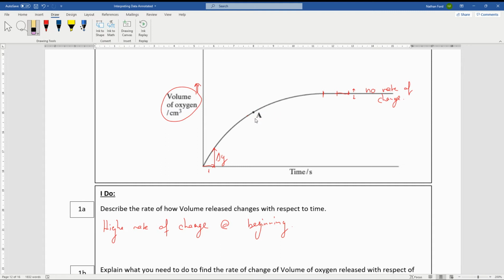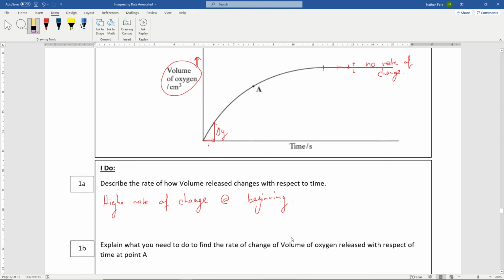Okay, I'm going to get rid of this because we'll need this for the next question. So the next question here: explain what you need to do to find the rate of change of volume of oxygen released with respect to time at point A. Now, we want to find it at this point, right there.